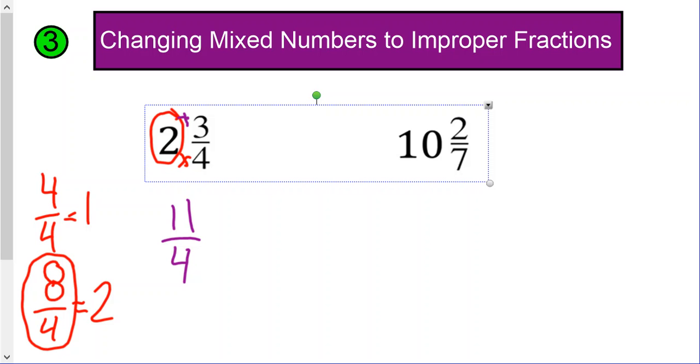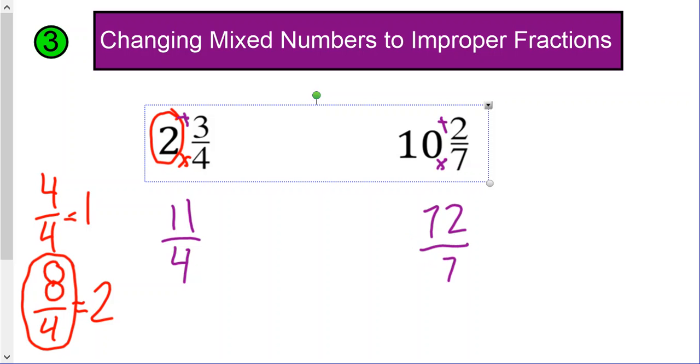Okay, so let's try this other one over here. 10 2/7. Okay, so remember 10, that's 10 groups of 7/7. And so we can do the multiplication. So 7 times 10 would give you 70, plus 2 would give you 72/7.